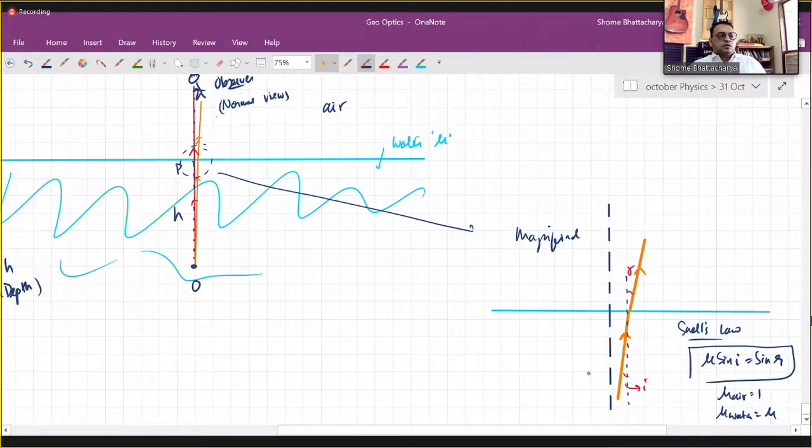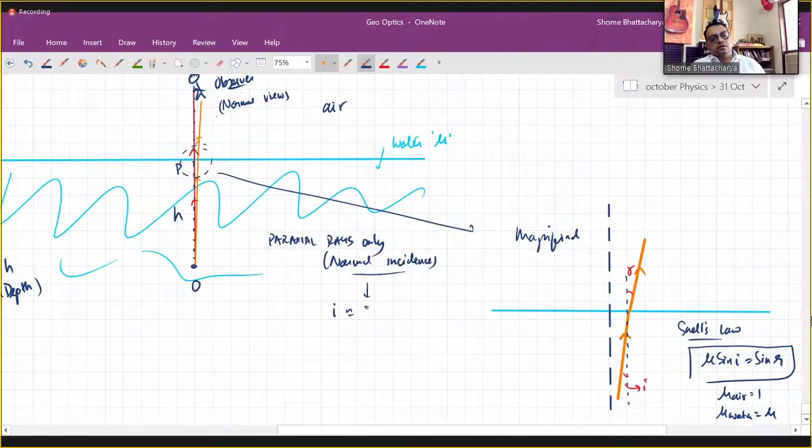Now since we are taking paraxial rays only, because it is a normal incidence, we have I is a small angle. So R is also a small angle. So sin I becomes approximately I or tan I, and sin R becomes approximately R or tan R.